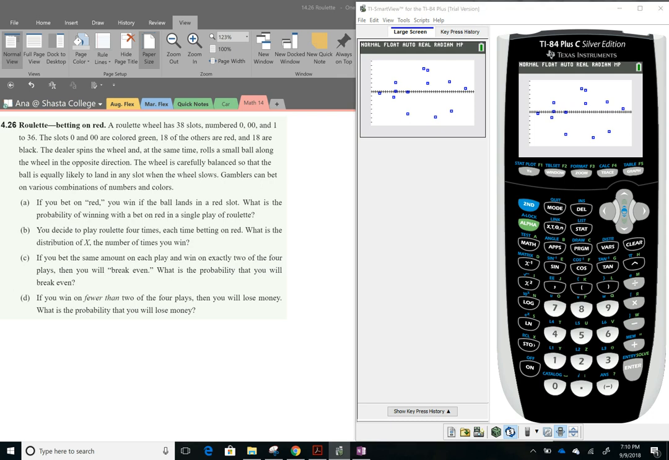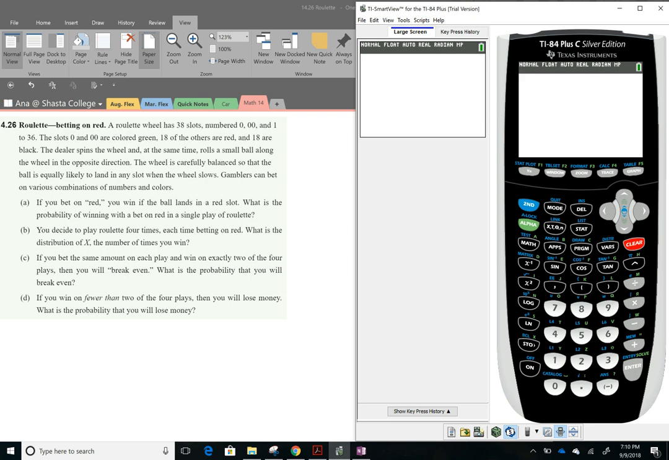For part 2 of binomial distributions, we're going to discuss how to calculate a binomial probability on our calculator. To problem 14.26, roulette betting on red. A roulette wheel has 38 slots, so 38 outcomes, numbered 0, 00, and 1 to 36. The slots 0 and 00 are colored green, 18 of the others are red, and 18 are black.